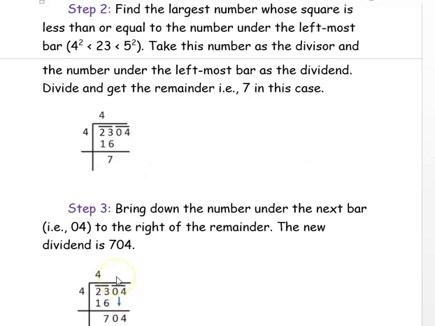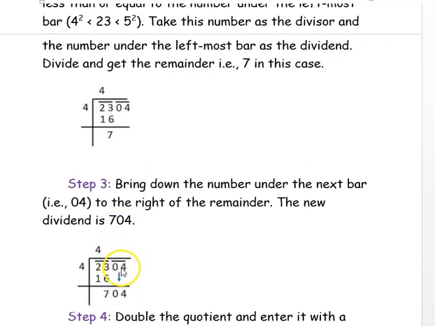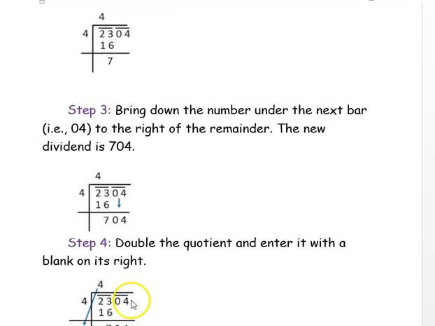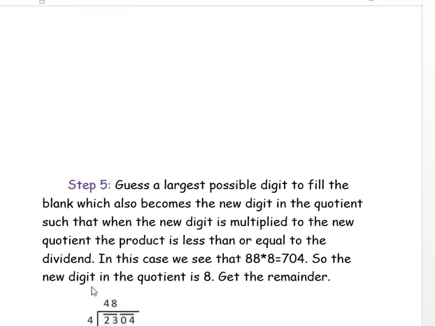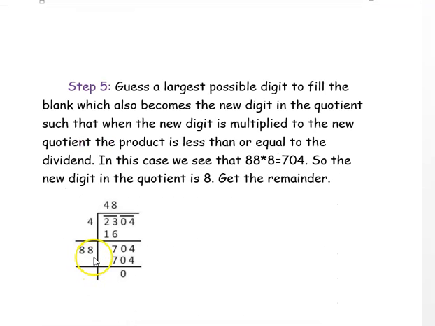So next step, I am going to take the next pair under the bar towards down. So 04 comes down here, and the new number, that is the new dividend, is 704. The next step, I am doubling the quotient, that is 4 doubled, I will get 8. And I have marked the dash, and I have written like this. The next step, I want to guess the number which fits that dash.